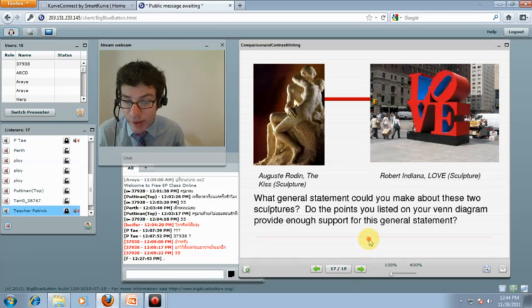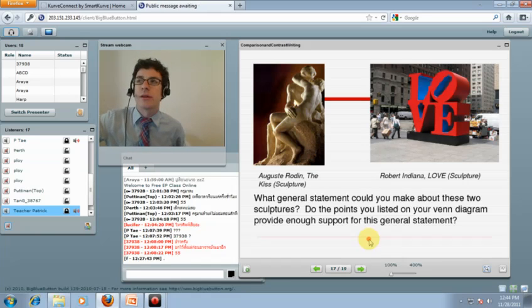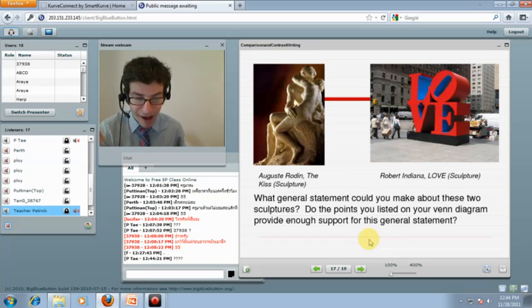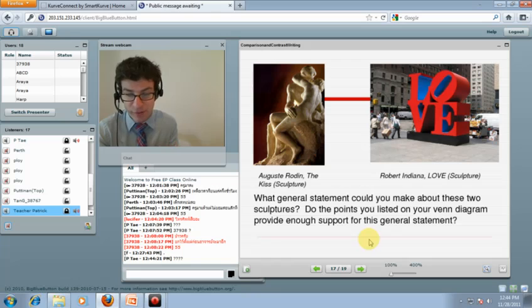Okay, what general statement could you make about these two sculptures? Okay, we already discussed this. They are both sculptures. They are both about love. They both express the idea of love. That is the simple thing. Do the points you listed provide enough for this general statement?